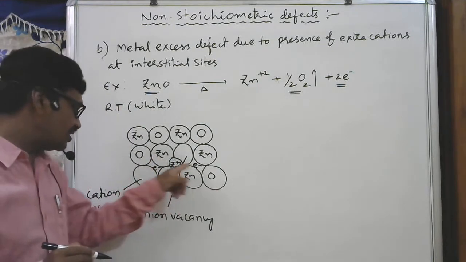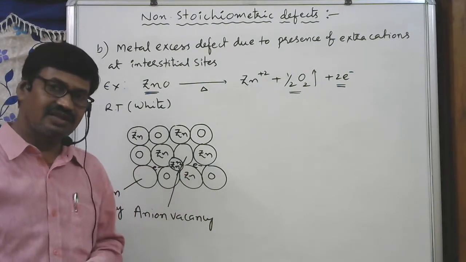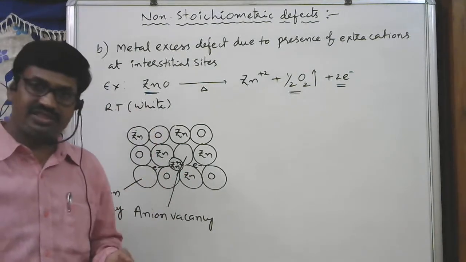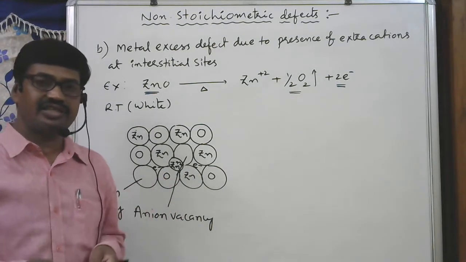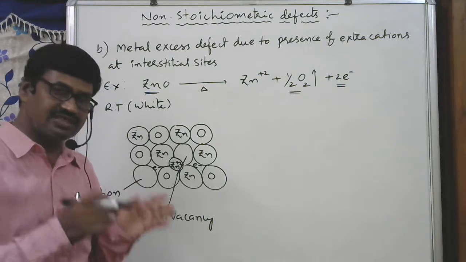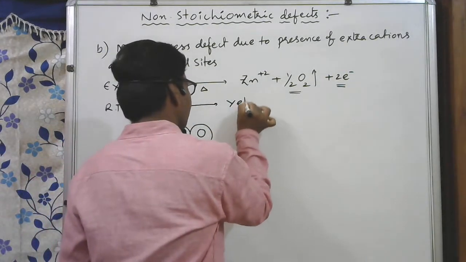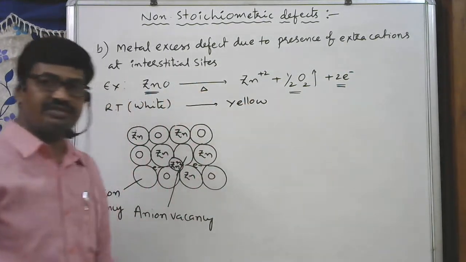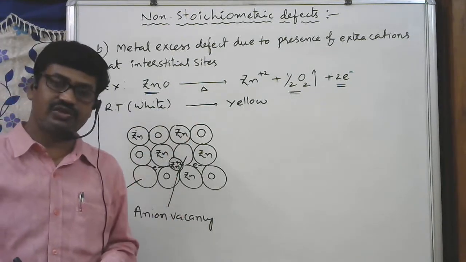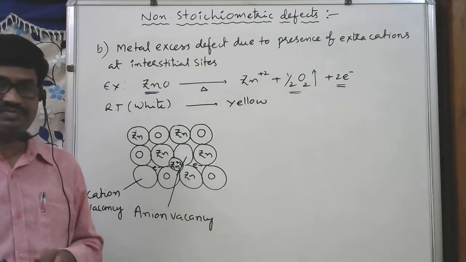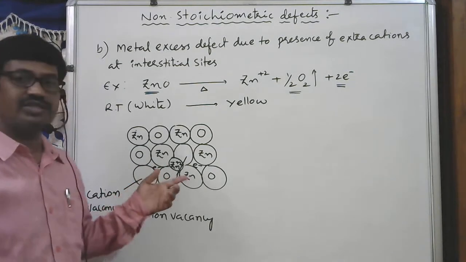So due to the presence of these electrons in interstitial sites, whenever this zinc oxide is heated, these electrons now absorb energy from the light and they get excited. Due to this excitation, it can impart which color? Again yellow color. Why does zinc oxide become yellow? Generally, it is due to excitation of electrons only that we have colors. Those electrons are due to what? That you have to remember.